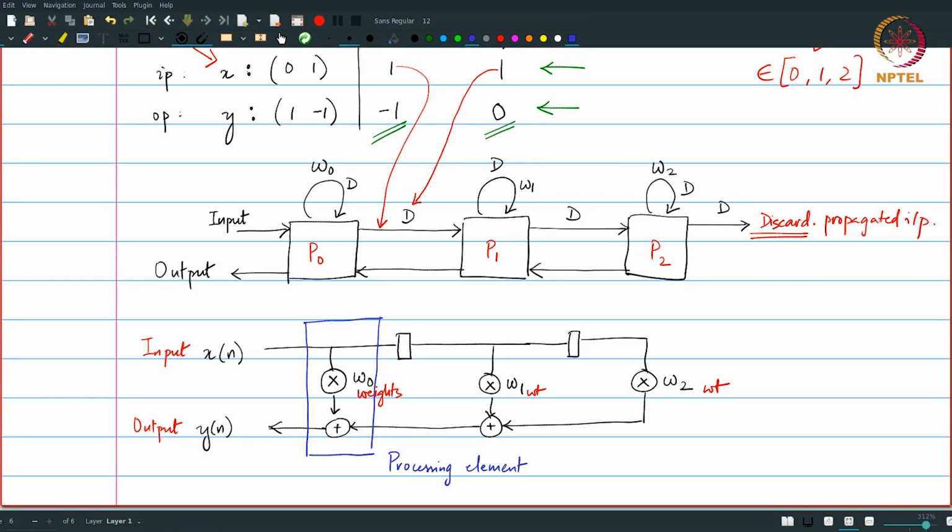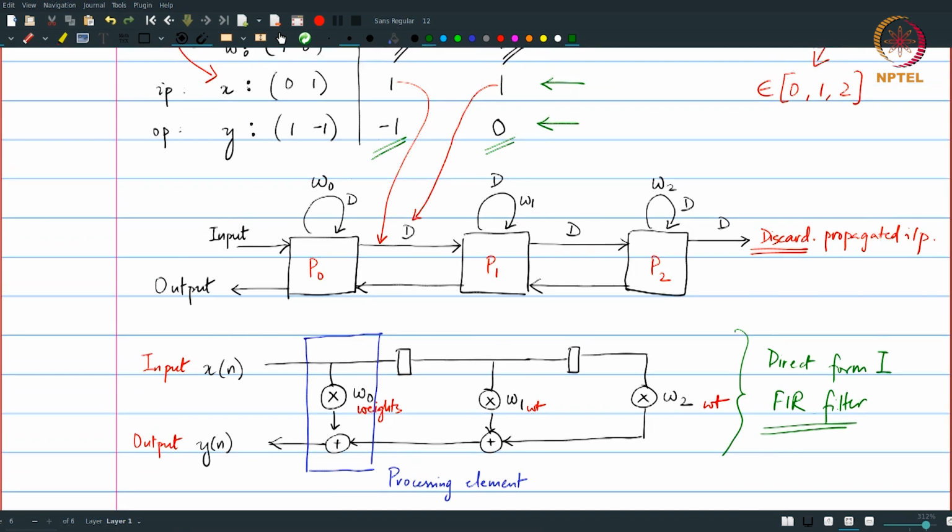What does this architecture look like? This essentially corresponds to what we would normally call the direct form 1 FIR filter architecture.